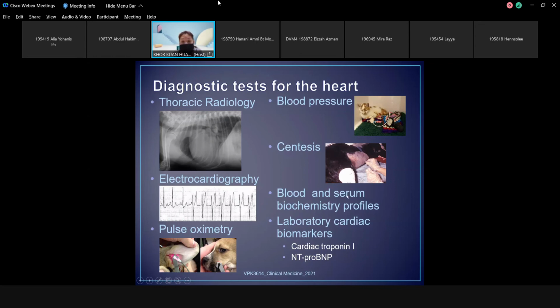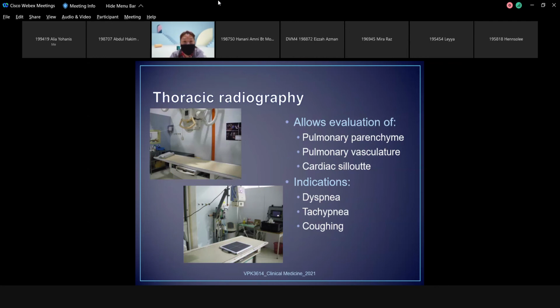Okay. So in any cardiovascular disease patient, it's very important to run a blood and serum biochemistry profile. And there are also some cardiac biomarkers that can be used for these heart diseases as well, which is something I will not focus on in this section of the lecture, maybe in your canine and feline medicine. But I would like you to know that there are things called cardiac troponin I and cardiac biomarkers such as NT-proBNP.